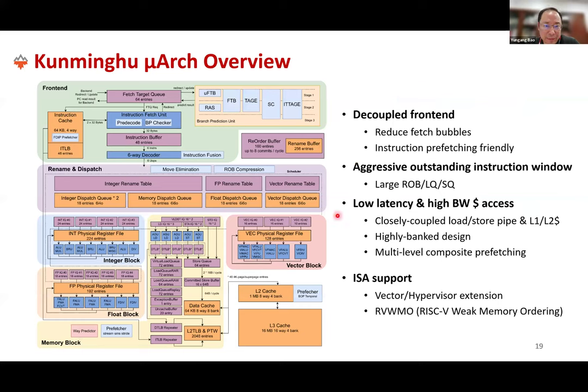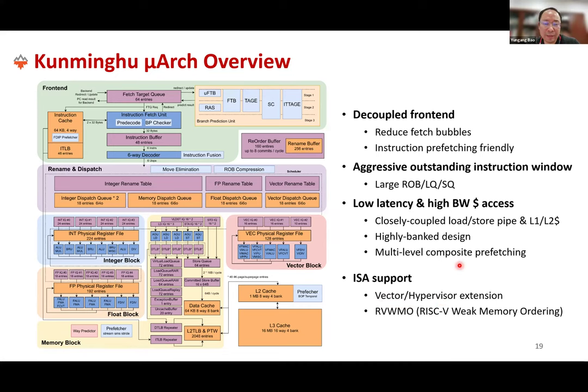This is the microarchitecture of Kunminghu. Some features include a decoupled front end. We have adopted an aggressive outstanding instruction window, and the Kunminghu architecture provides low latency and high bandwidth cache access. It also supports the vector extension and the hypervisor extension.